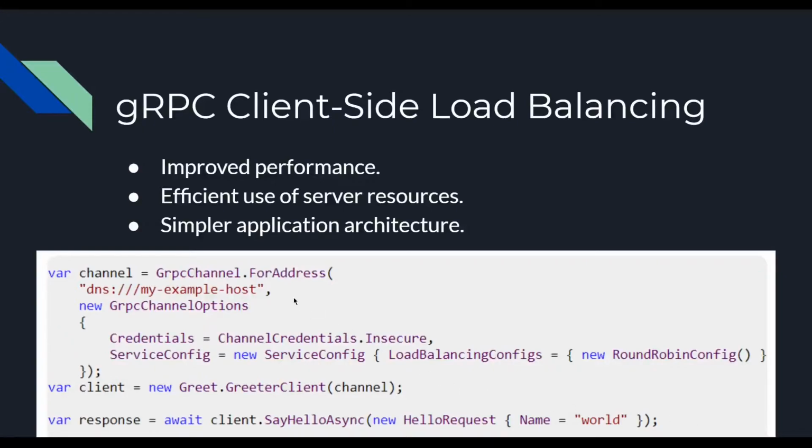So if we take a look at the code snippet here, at the point where we try to create a channel, we get an option of creating a new instance of gRPC channel options. Inside the channel options, we have a property service config. Inside the service config, we are able to provide the load balancing configs, which in this particular case is a round robin config, which means that the requests will be going to each server in a round robin fashion. And this is how the load balancing will happen.